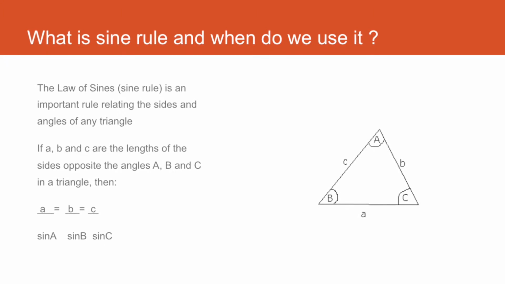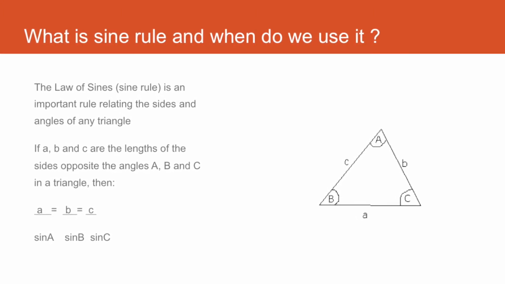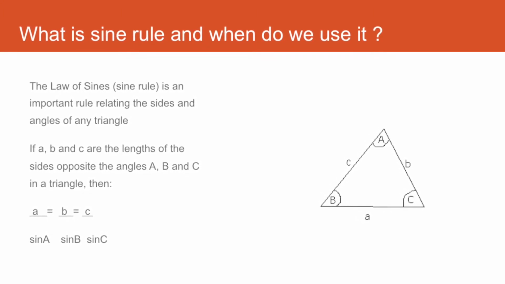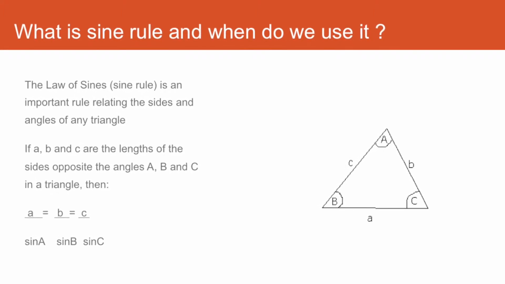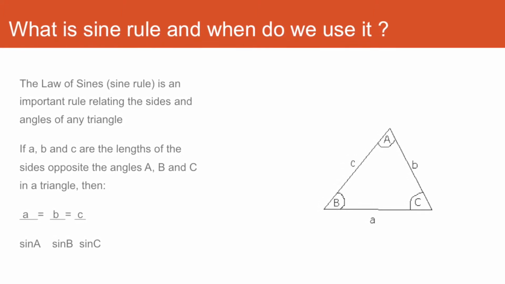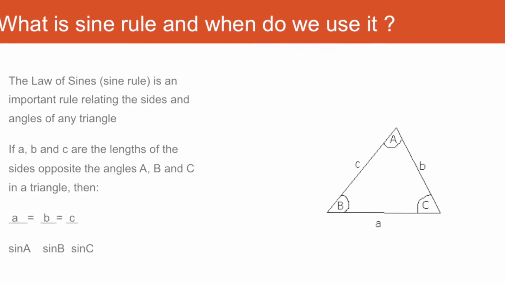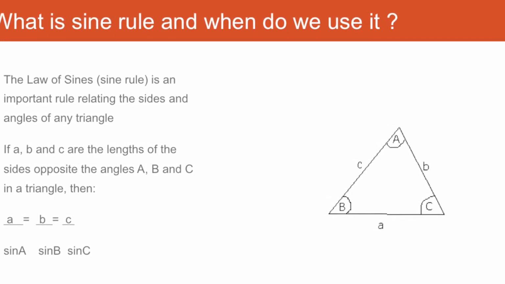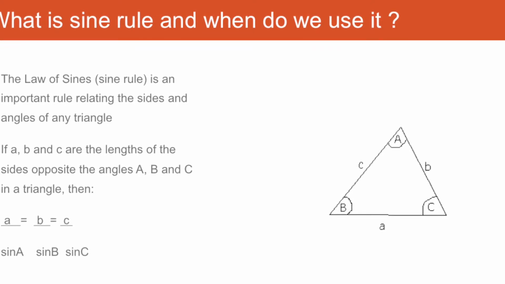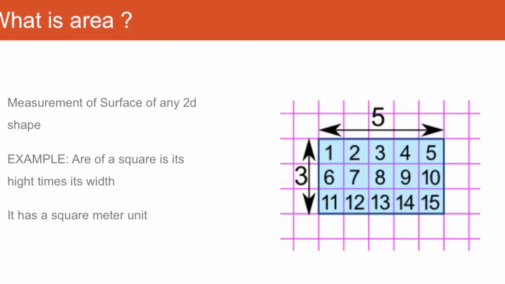The law of sines is an important rule relating the sides and angles in any triangle. If a, b, and c are the lengths of the sides opposite to angles A, B, and C in a triangle, then according to the sine rule, a over sine A equals b over sine B, and the same for c over sine C.